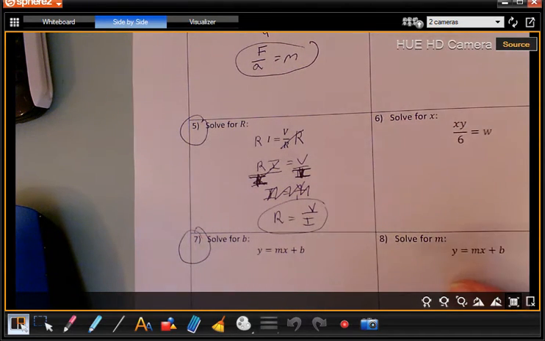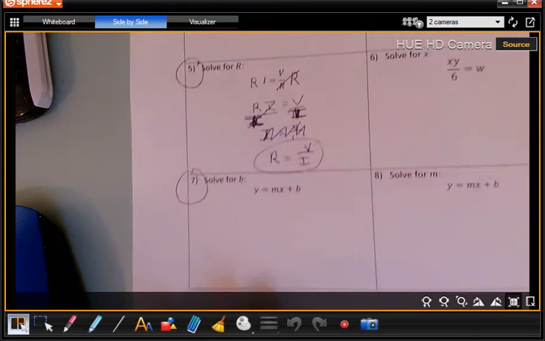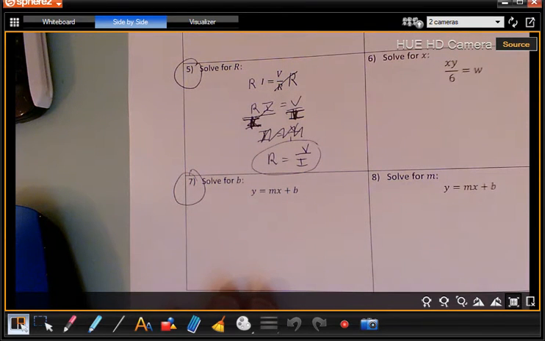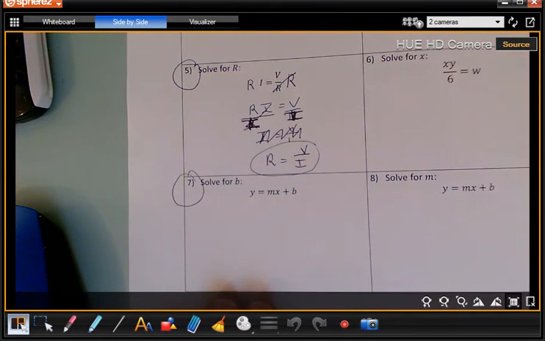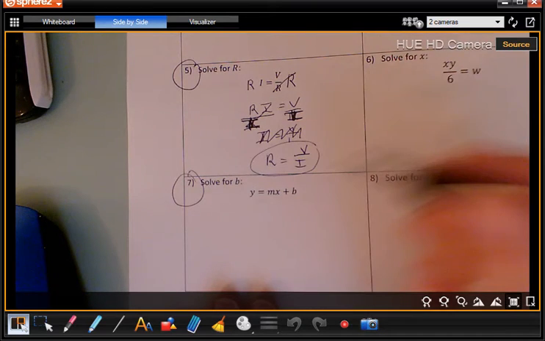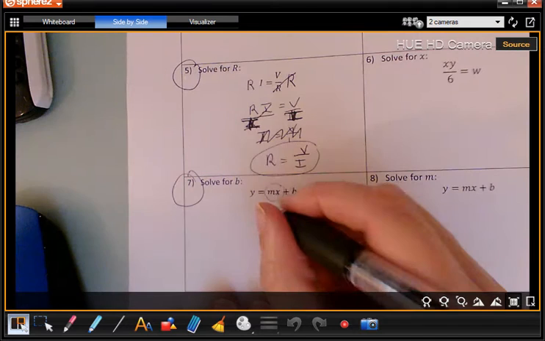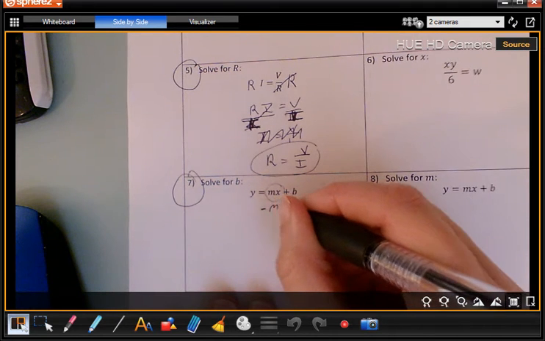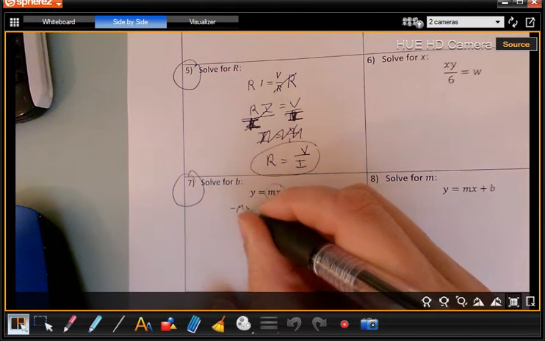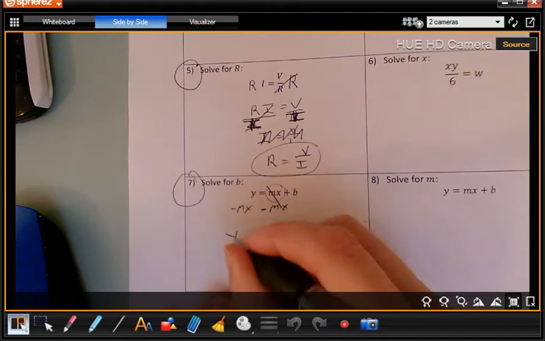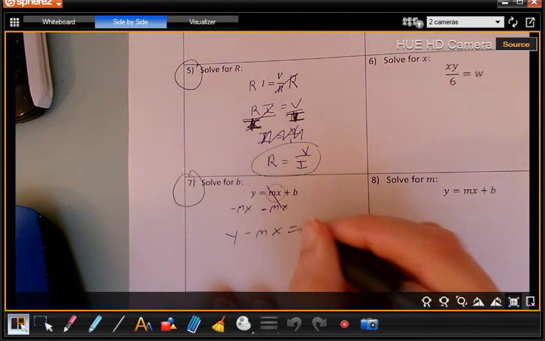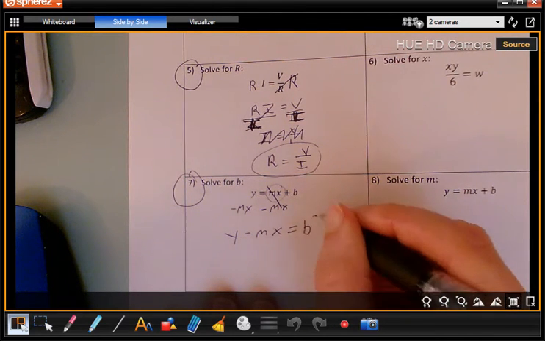Okay, just a couple more here. We're going to look at solving for b. y equals mx plus b. This is a typical problem that we have. Now, I want you to notice that m and x, both of them are being added to b. So I can subtract them together and take them as one. This leads me to y minus mx equals b as my answer.